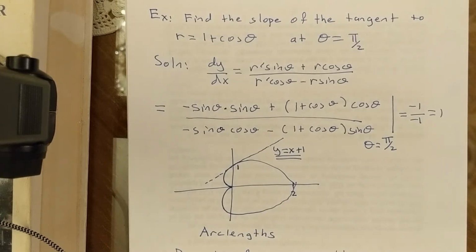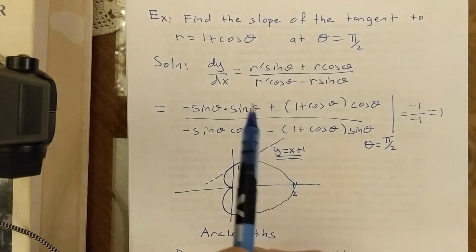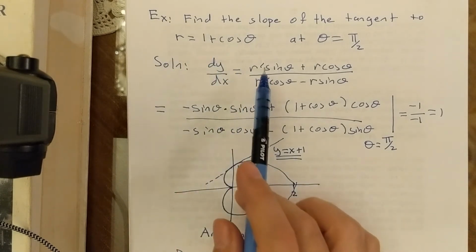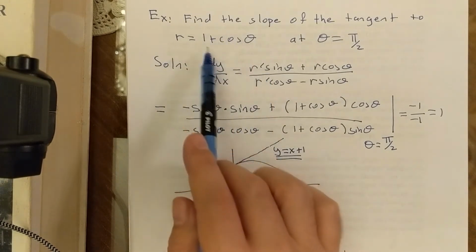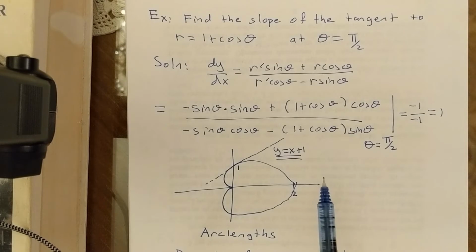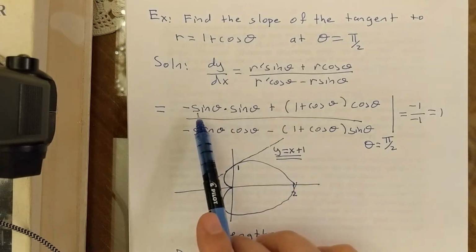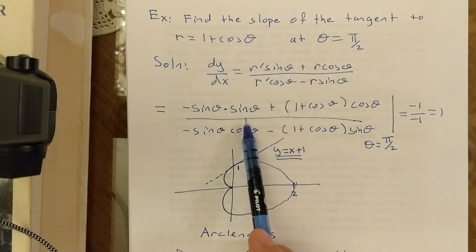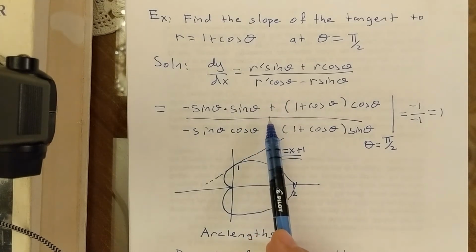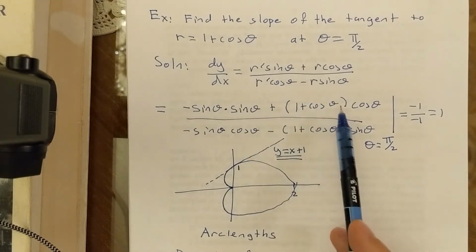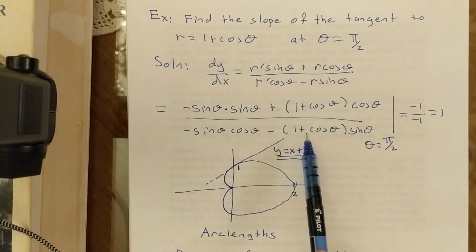The formula for dy/dx was r prime sine theta plus r cosine theta, all over r prime cosine theta minus r sine theta. Okay? Now r itself was 1 plus cosine theta. So when I take the derivative of r, notice that it's a function of theta, I'm just going to get minus sine theta. So r prime is minus sine theta times another sine theta, okay? Plus r, it's 1 plus cosine theta times cosine theta.